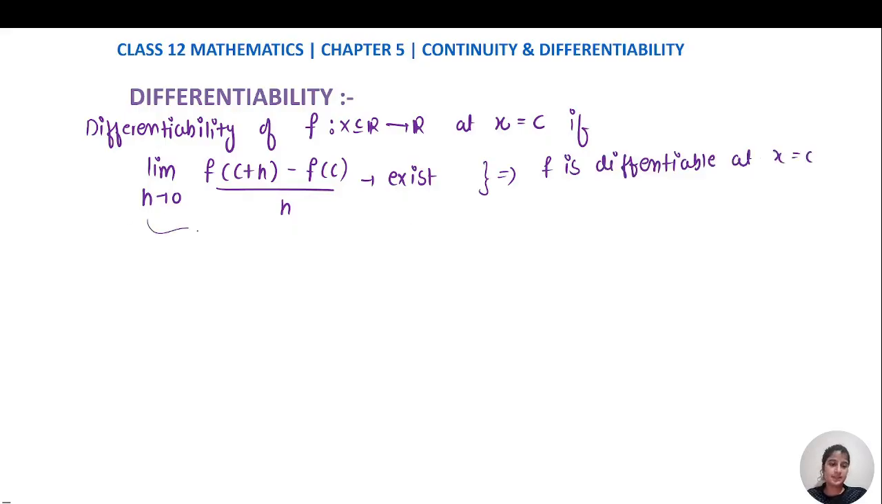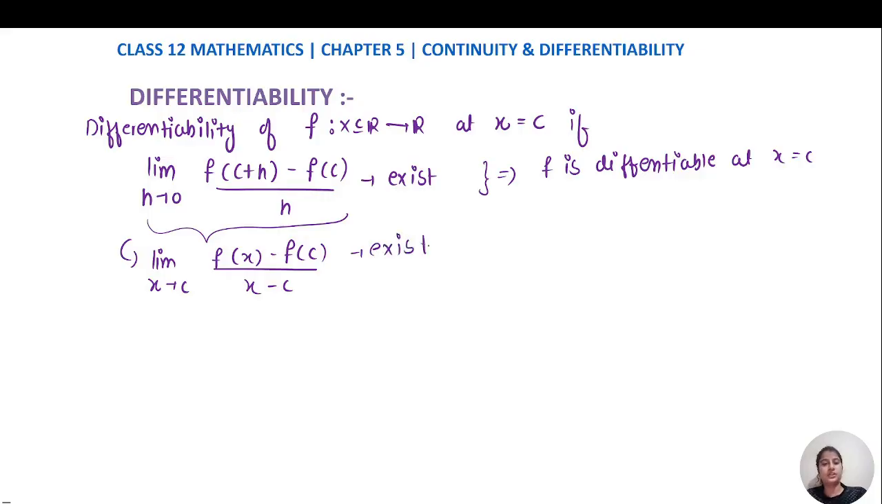Now another way to write this, in terms of c, is the limit as x tends to c of f of x minus f of c divided by x minus c. That means if this exists, both limits are the same. If this exists, then we say our function is differentiable. As you can see, this looks like a rate of change.